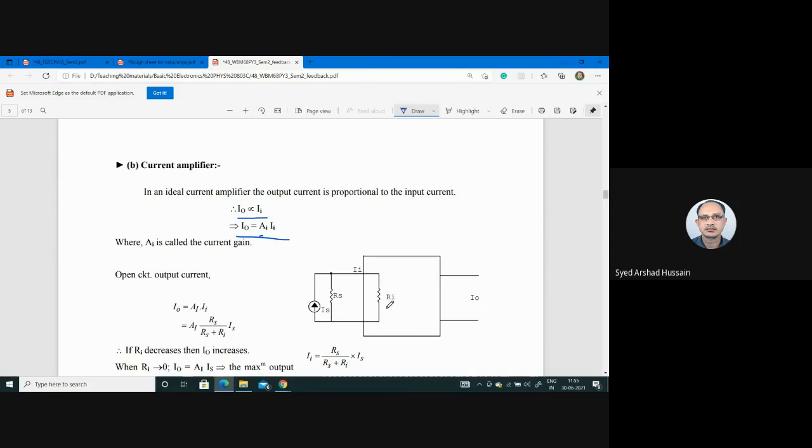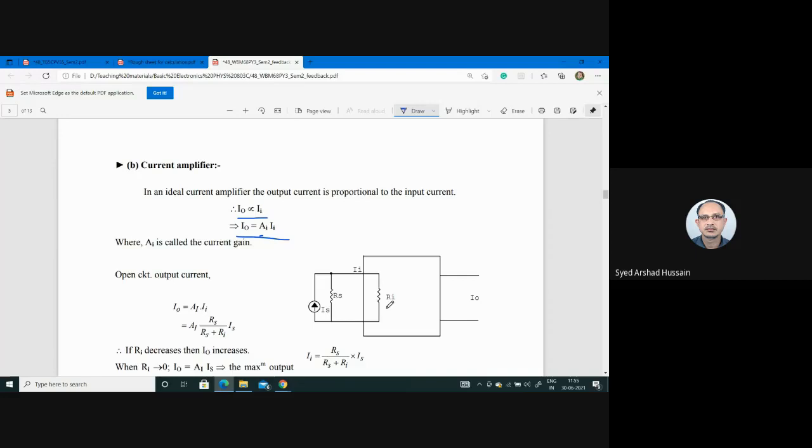Norton's theorem says that whatever complicated your circuit is, if you have one or more current sources and several resistances, then you can replace it with an equivalent current source and an equivalent resistance in parallel. This is your Norton's theorem. So please go through the sheet I have shared with you.